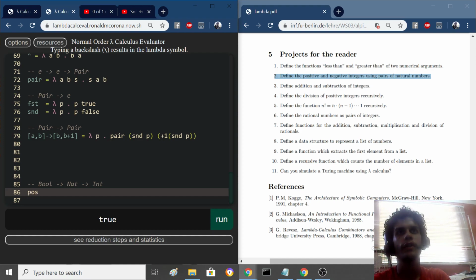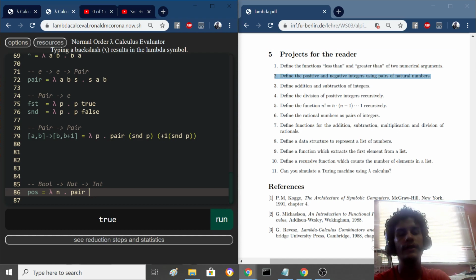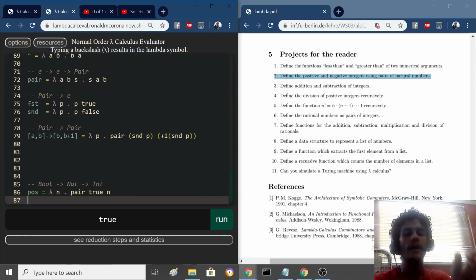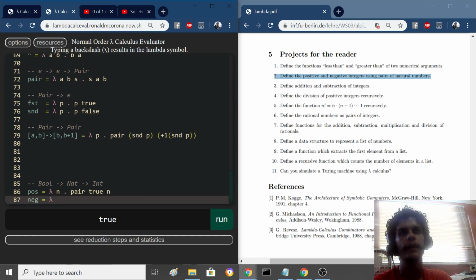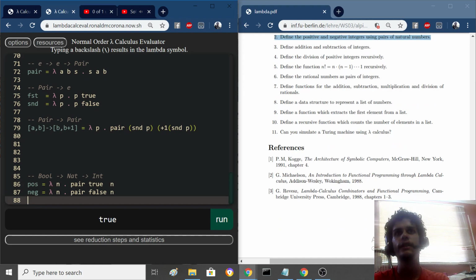It's called pos, and it takes a natural number and it creates a pair, right? Because that's what they're asking us to do. They're asking us to do it with pairs. A pair which consists of the value true, and then the second of that pair will be the n. Neg, right? How to construct a negative number will be, well, pair takes false and takes n, and there you go. Already defined the, well, let's actually define some numbers.